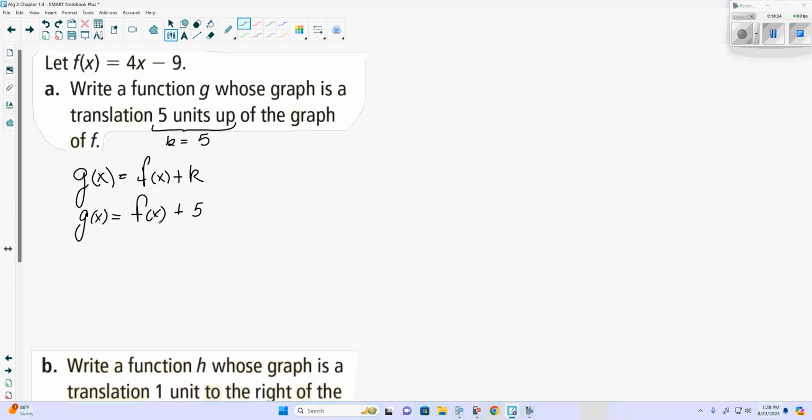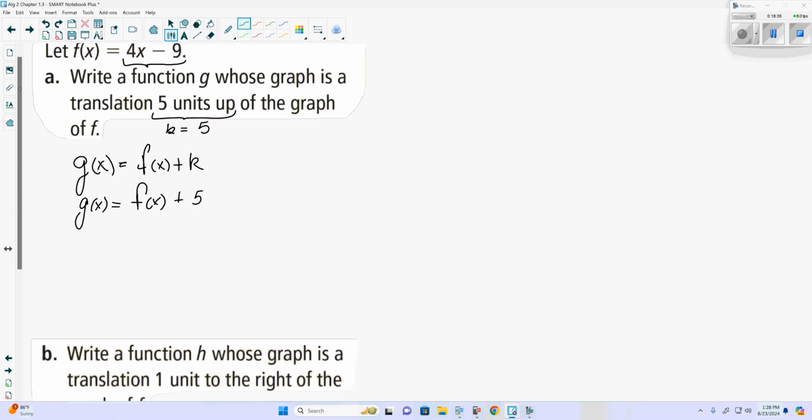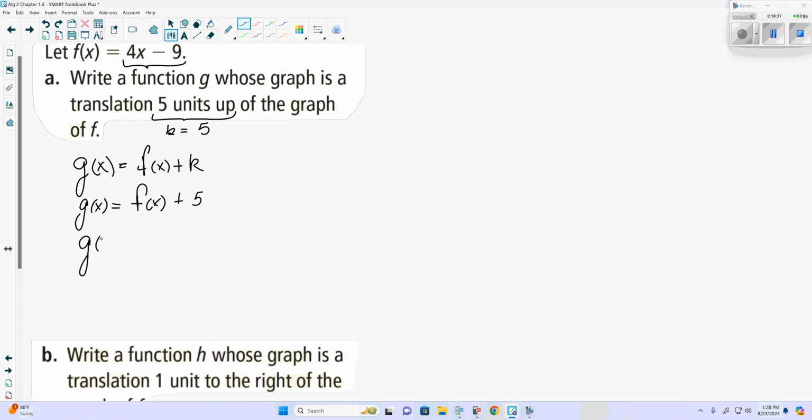Questions on plugging that in? We're ready to plug the function in. So our function for this here is 4x minus 9. So that's our f of x. So we're going to replace f of x with its function, or technically we're plugging x into f of x. So I'm taking all the x's in f of x and replacing them with an x. Does that actually do anything? No.